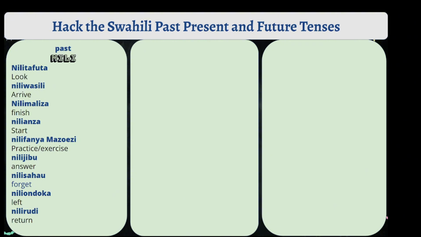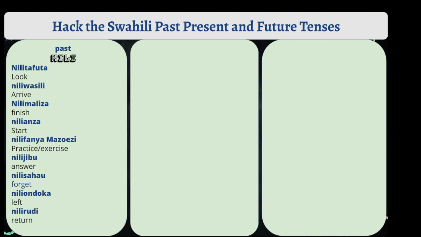So nili is past. Nilitafuta. Tafuta is to look or to find. To arrive is wasili, and niliwasili would be in the past: I arrived. To finish, I'm just going down the line there, nilimaliza. And that basically means I finished in the past. Yesterday, earlier today, not right now, earlier. In the past. Now to start, nilianza.